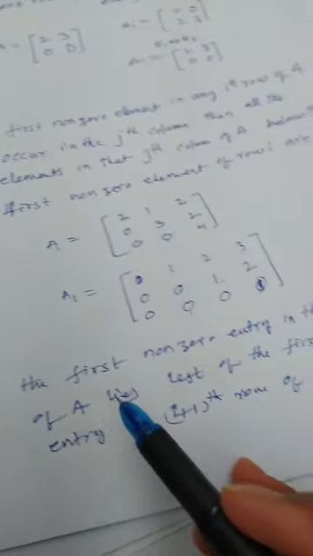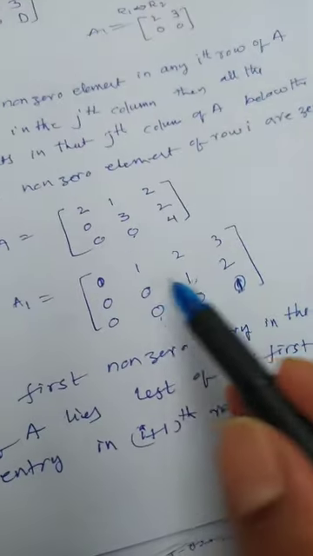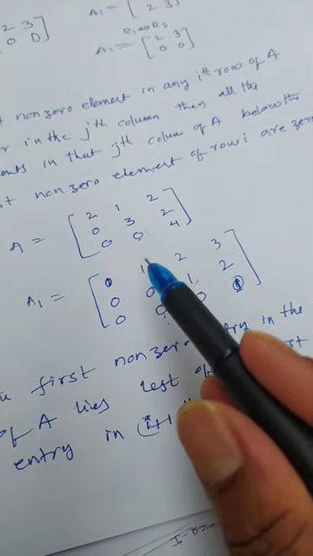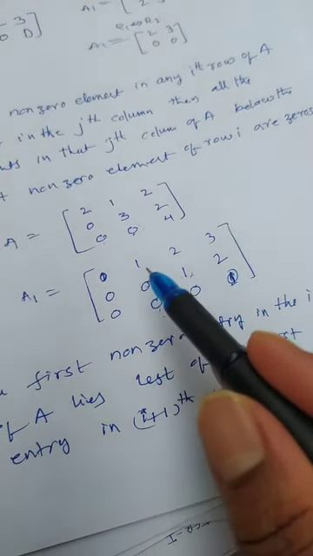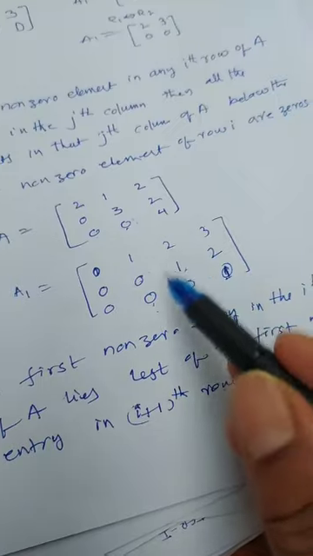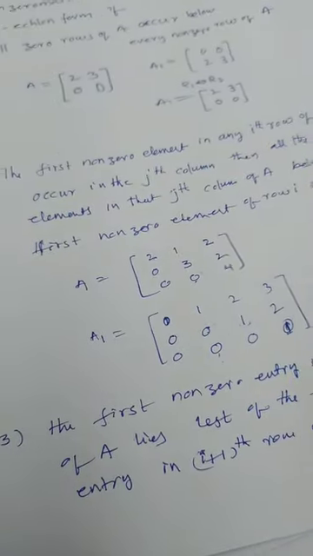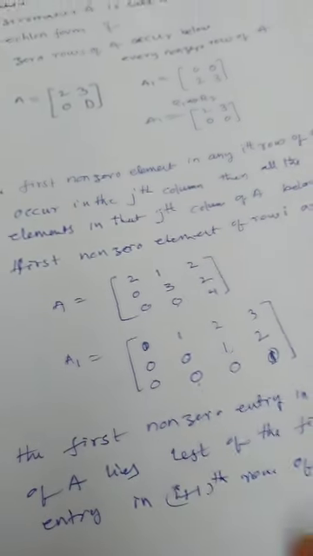And the third property is the one I already said: if a non-zero element exists in the ith row, then it should lie to the left of the (i+1)th row's first non-zero entry. If these three conditions are satisfied, then the matrix is said to be in row echelon form.